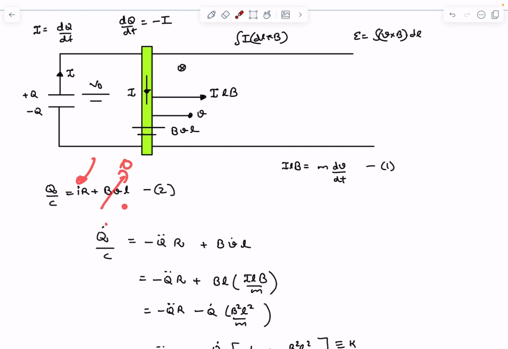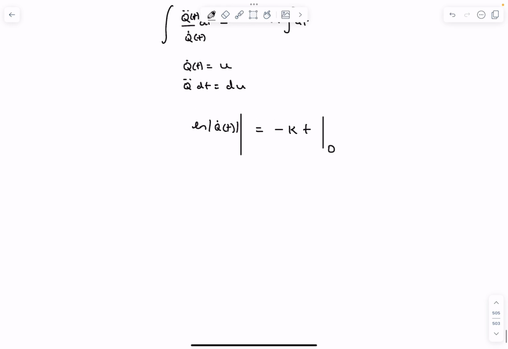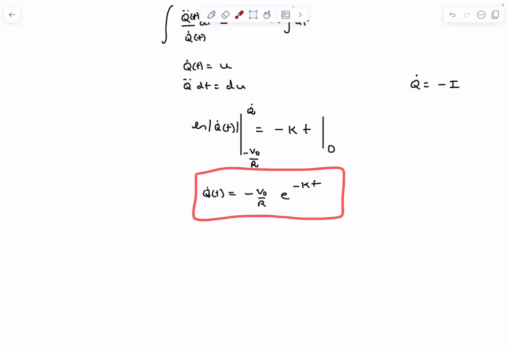So BVL will be 0. Q is going to be CV0 at time t equal to 0. So current is going to be V0 divided by R. But you have to keep in mind one thing. It's not the current, it's q dot. And if you guys remember, q dot was equal to minus I, right? So you have to put a minus of V0 by R here. And at any general time t, q dot is minus V0 by R e to the power minus kt. Okay, so this is the value of the current in the circuit.